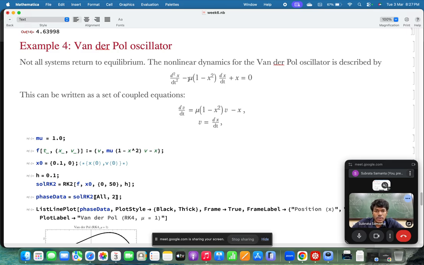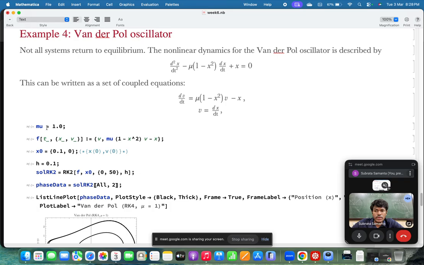So d2x/dt2 minus mu times (1 minus x squared) dx/dt plus x equals 0, right. Similarly as before, these equations can be written as a set of first order coupled equations, where v is basically dx/dt and dv/dt is mu times (1 minus x squared) v minus x, right.